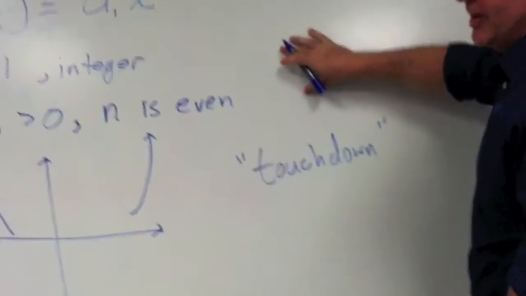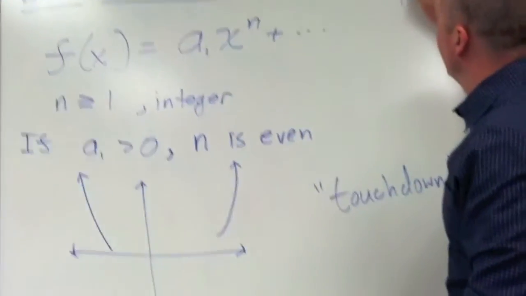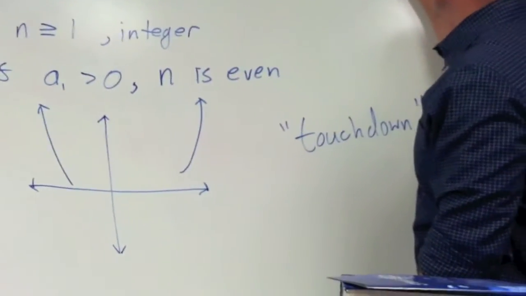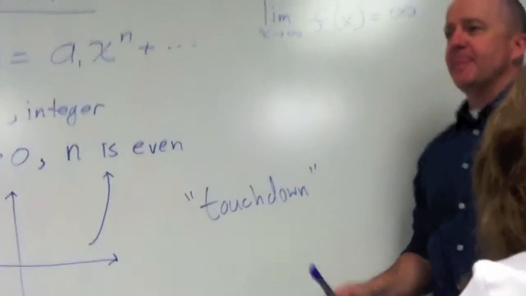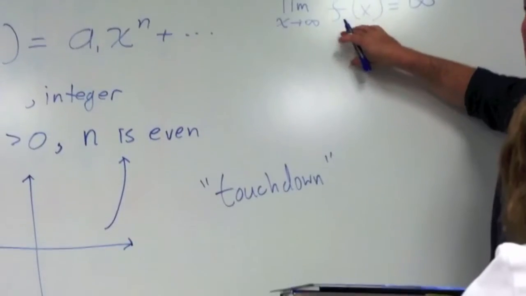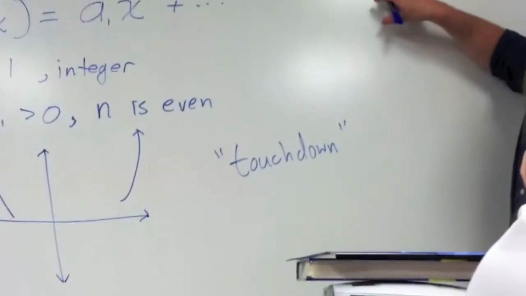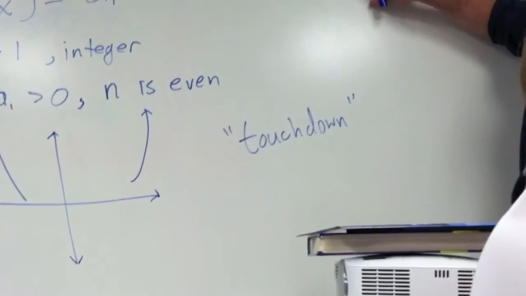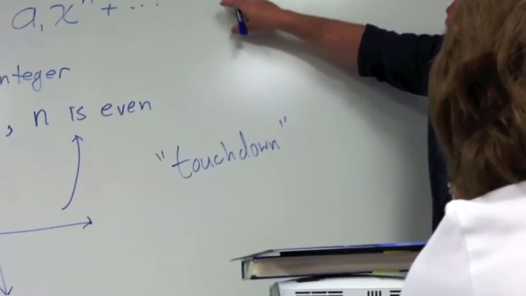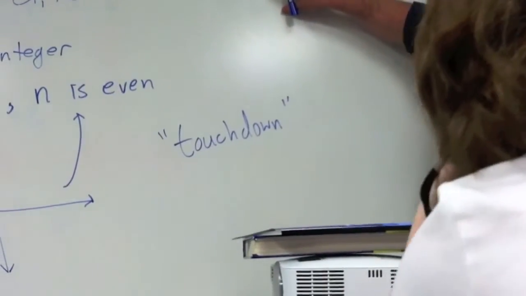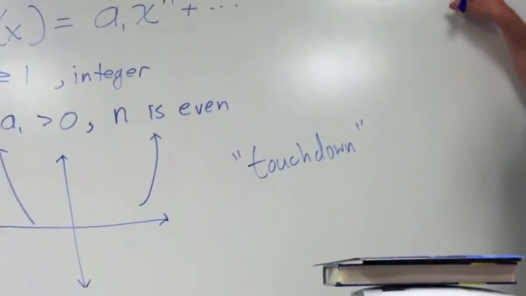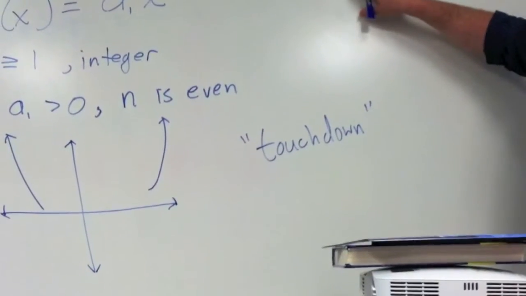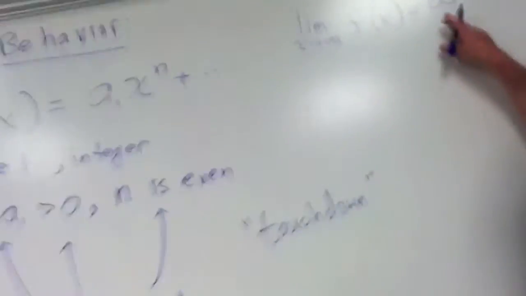Now, the formal math way to write this is the limit as x approaches positive infinity of the function is positive infinity. Now, a limit is always what y is doing, what f of x is doing. A limit, when it's written this way, is what y is doing. So this means as x goes as far to the right as you can imagine, y goes as far up as you can imagine.